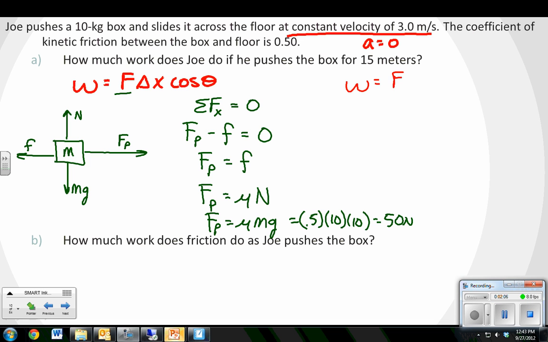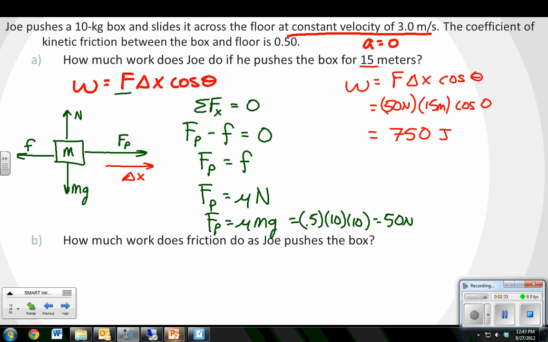Work is F displacement cosine of the angle. The force of the push, that's what Joe does, is 50 newtons. The displacement from the problem is 15 meters. Cosine of the angle between the push and the displacement, 0. 750 joules.